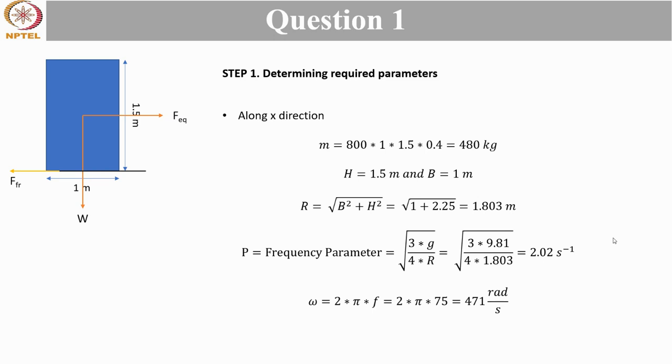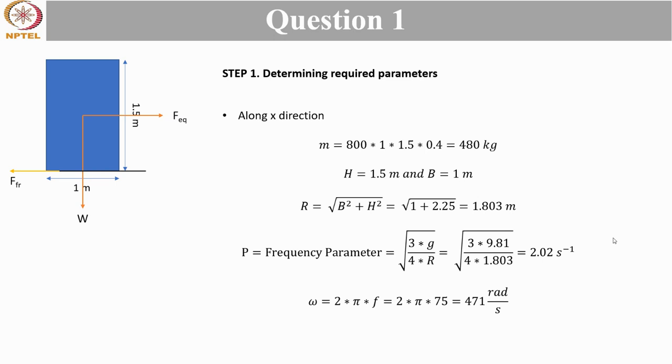Now, along the x direction, the height of the non-structural element is 1.5 meter and the base is 1 meter. So, for determining the frequency parameter, we first need the R value. The R value is nothing but the radius, which is given by the square root of b square plus h square, the length of the diagonal.